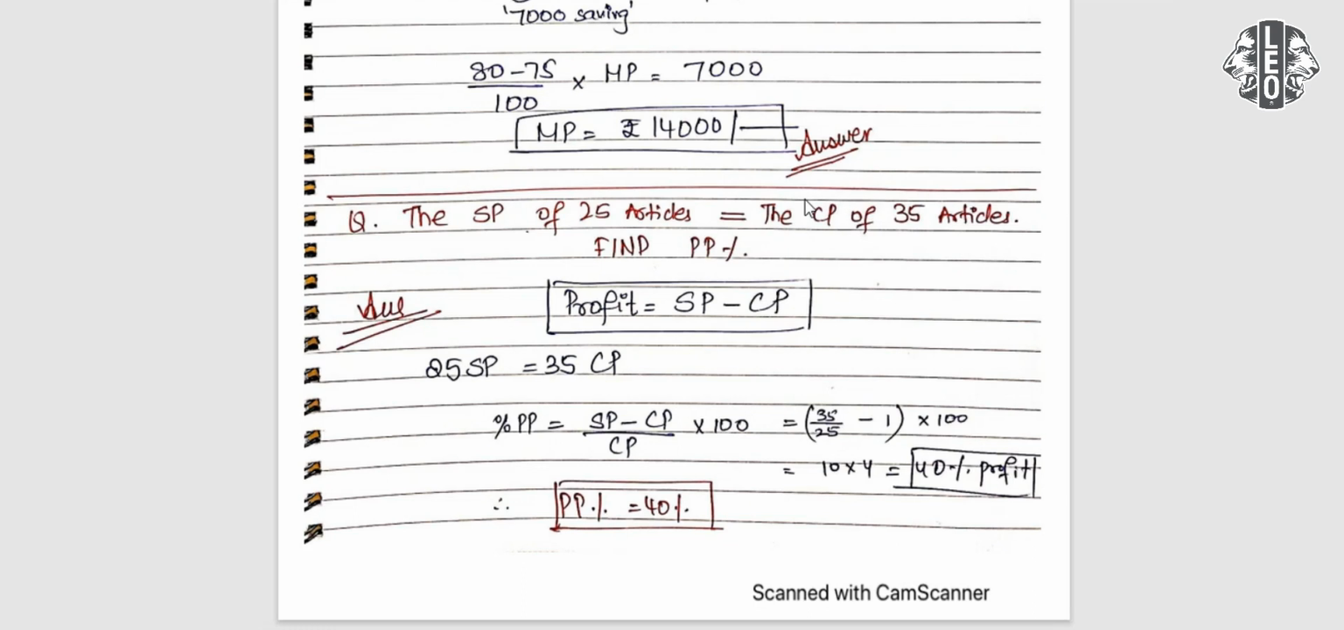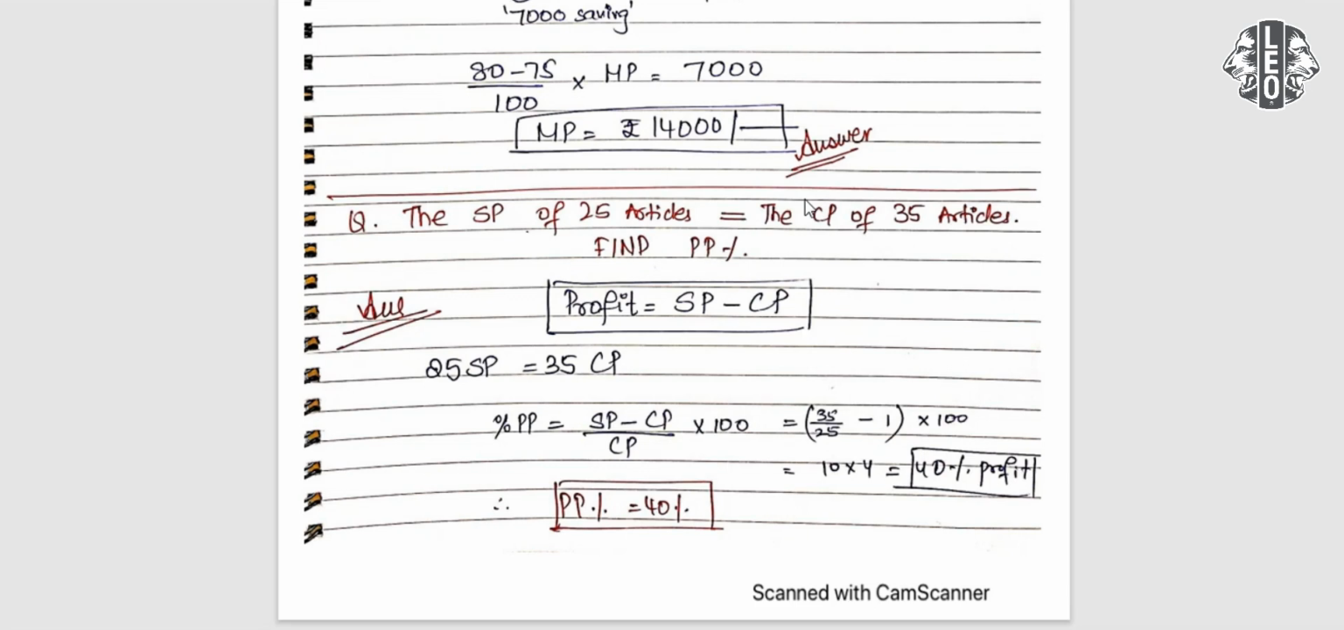Now what is profit? Profit is nothing but selling price minus cost price. And they have related another thing as 25 SP is equal to 35 CP. 25 selling price is equal to 35 cost price. That is your question statement. Now, what is your profit percentage formula? Difference, selling price minus cost price or cost price minus selling price. You have to just take a modulus. It should be positive if it is a profit percentage and negative if it is a loss percentage. So difference by initial value, cost price, into 100.